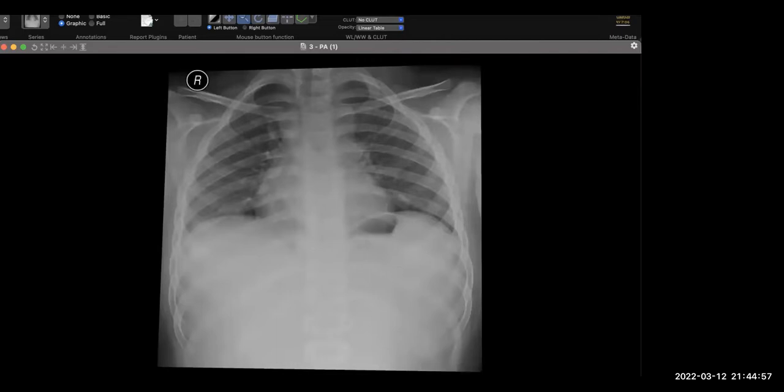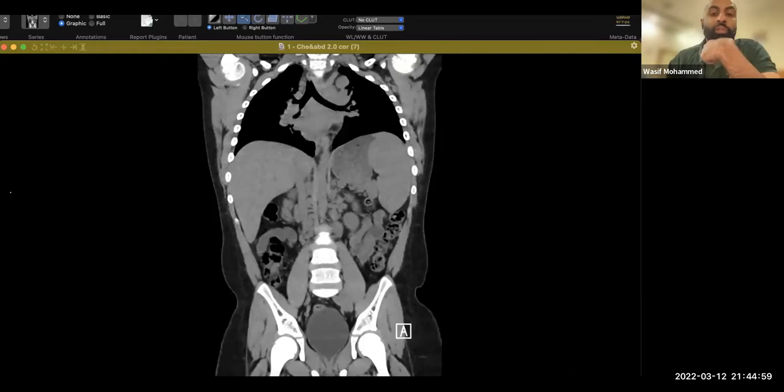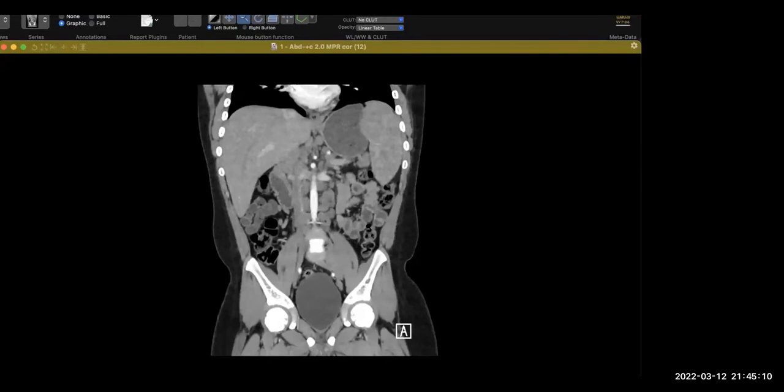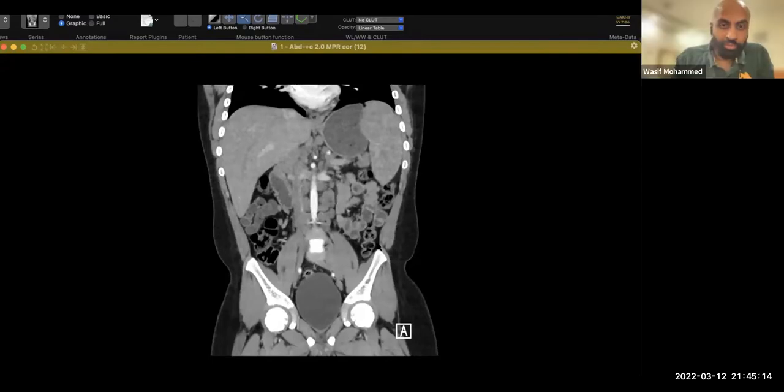So here's the CT for correlation. You can see there's diffuse mediastinal and hilar lymphadenopathy, and there's also some paravertebral abdominal retroaortic lymphadenopathy. So the spleen was enlarged. This patient went on to have a diagnosis of lymphoma.